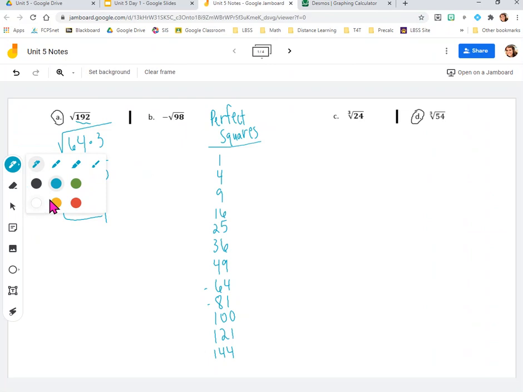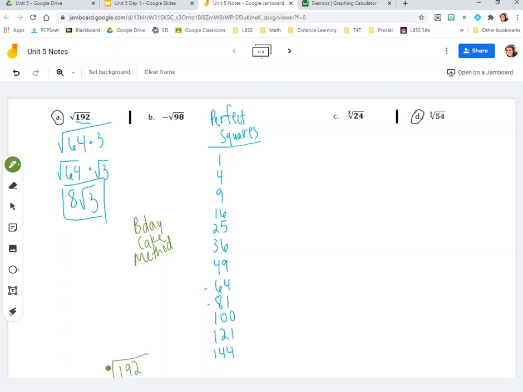Some of you might have also learned the birthday cake method in Algebra 1. If you did learn it, you're welcome to use it, but if you didn't, then no worries, it's just another option. The birthday cake method kind of works backwards. You start with the number you're given, 192, and divide it by the smallest number possible. So I'm going to start by dividing it by 2. When I divide that by 2, I get 96, and I put that on top. So I'm making a layered birthday cake.